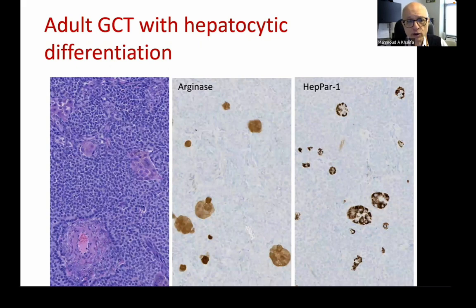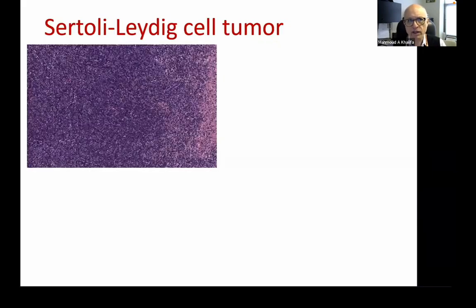One type of granulosa cell tumor, and I don't know if you have seen this before, may have some cells in the middle that look like hepatocytes, and they sure stain like hepatocytes. So that's a special type of granulosa cell tumor that is called granulosa cell tumor with hepatocytic differentiation. It has absolutely no clinical relevance. If you missed it, it doesn't matter.